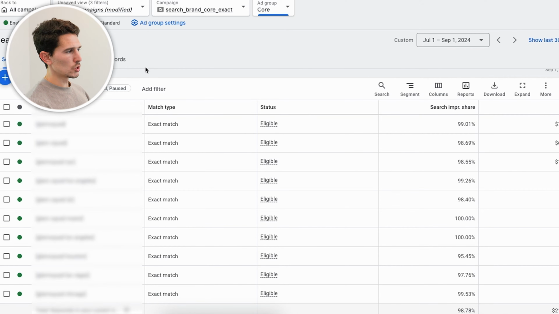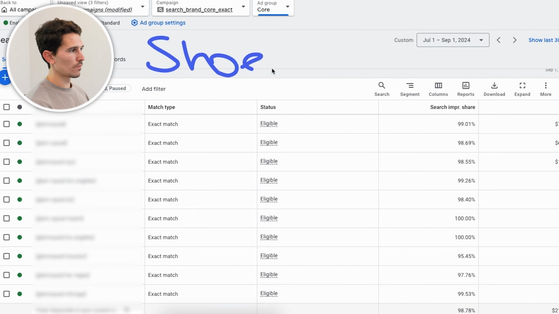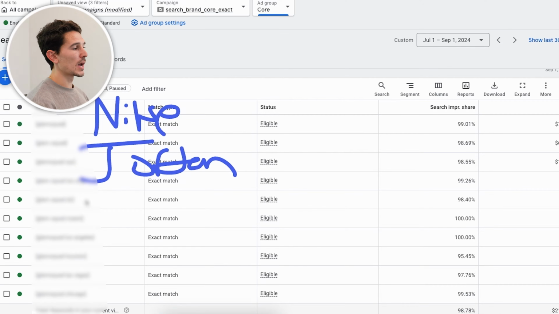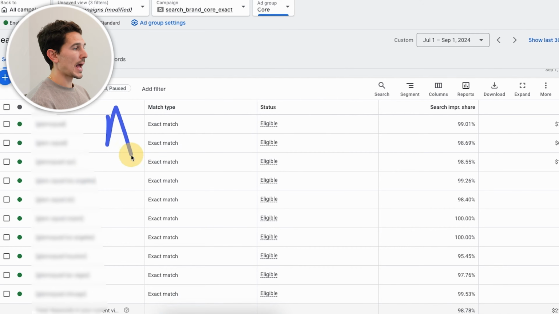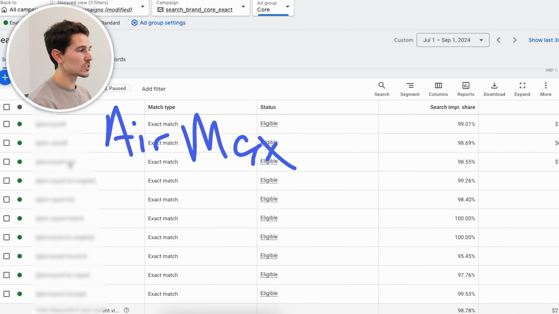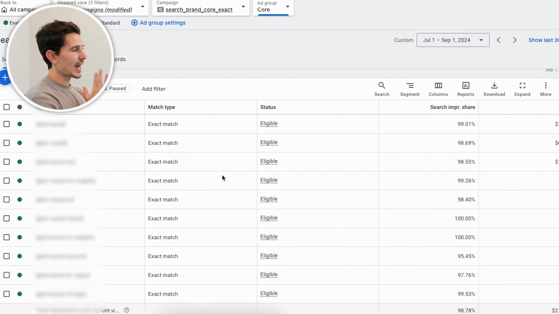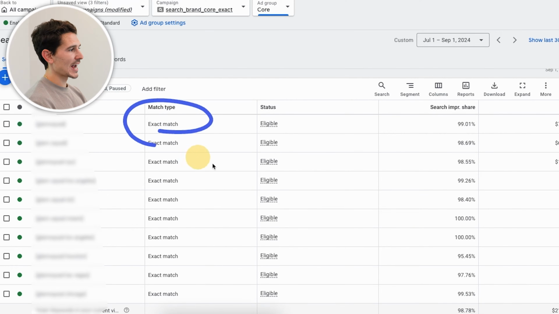If you're Nike, do you want to bid on shoes? No. That's not a brand term, obviously. Your brand terms are Nike, right? Your brand terms are Jordan. Your brand terms might be things like Air Max, right? Different variations of your brand terms are really important to have in here. What's not important to have in here are things that are generic. You don't want to have red running shoes in your branded core campaign. And the last piece here is everything we are talking about is run on exact match.